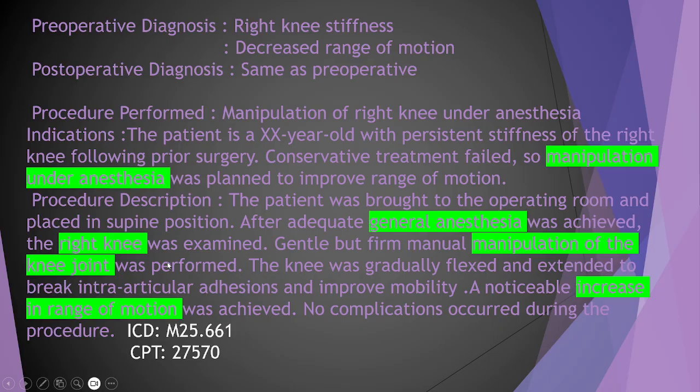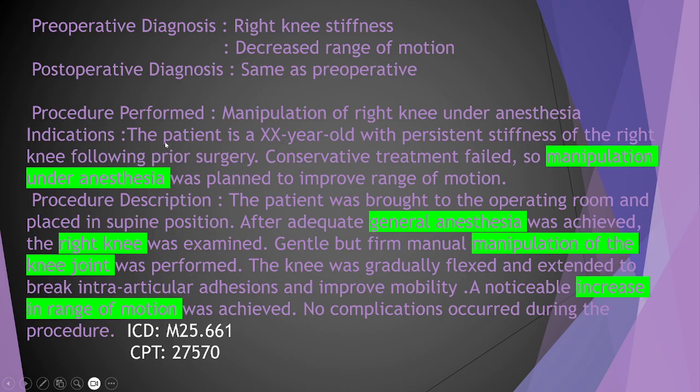Now we'll see one example of an operative report. So here is a manipulation operative report. What does it say? Preoperative diagnosis is right knee stiffness and decreased range of motion. Postoperative is the same as preoperative. And what are the procedures performed? Manipulation of the right knee under anesthesia, which is one main key point.